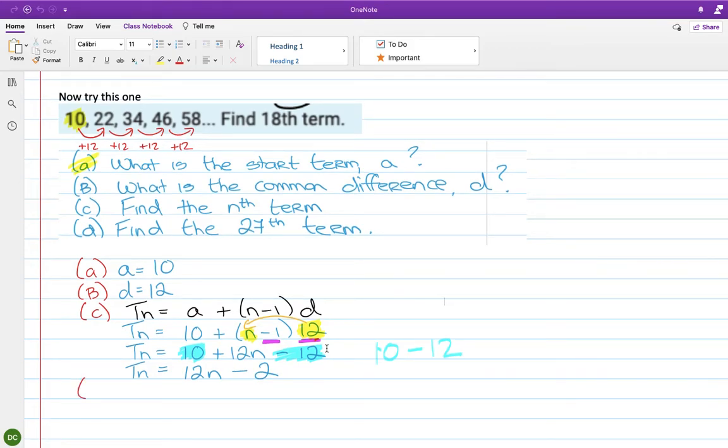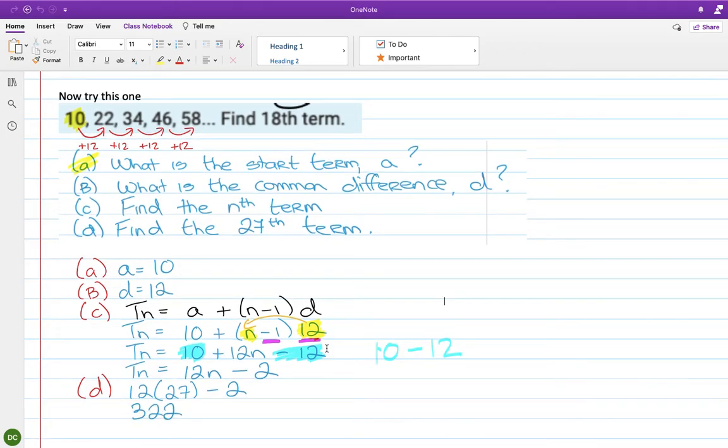Okay? And then find the 27th term. So we do 12 bracket 27 minus 2. 12 bracket 27 minus 2 is 322 for the 27th term. Yeah?